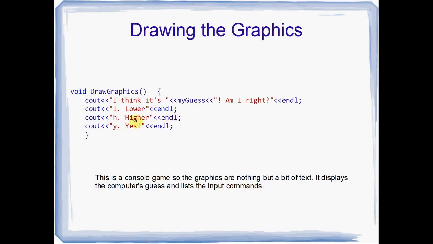Anyway, drawing the graphics. This is pretty basic, really. We've got no graphics in this game, but I used the drawing the graphics part of the loop just to print out a little menu. So the computer says, I think, and then it tells you what number it's thinking. And then you get a choice to type L for lower, or H for higher, or Y for yes, you guessed the number.